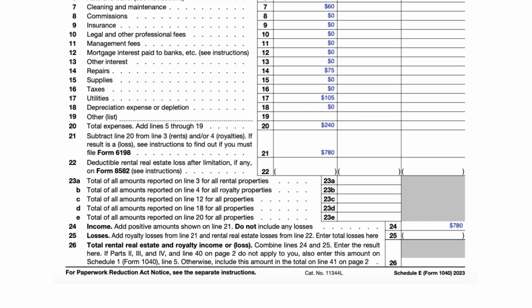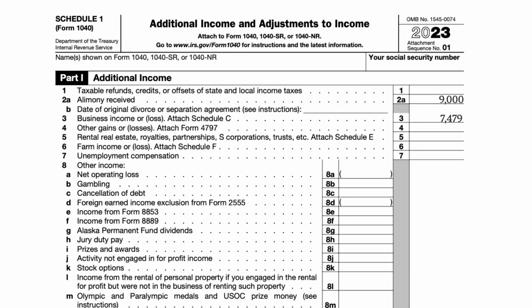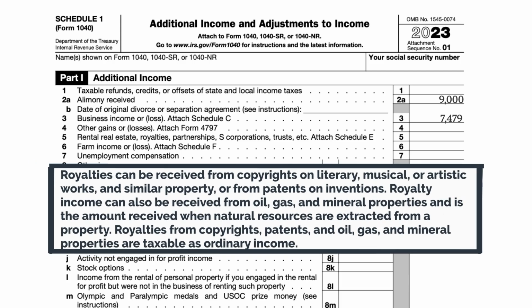In addition to being used for rental expenses, Schedule E is also used to report royalty income. Royalties can be received from copyrights on literary, musical, or artistic works and similar property, or from patents or inventions. Royalty income can also be received from oil, gas, and mineral properties, and is the amount received when natural resources are extracted from a property. Royalties from copyrights, patents, oil, gas, and mineral properties are taxable as ordinary income.